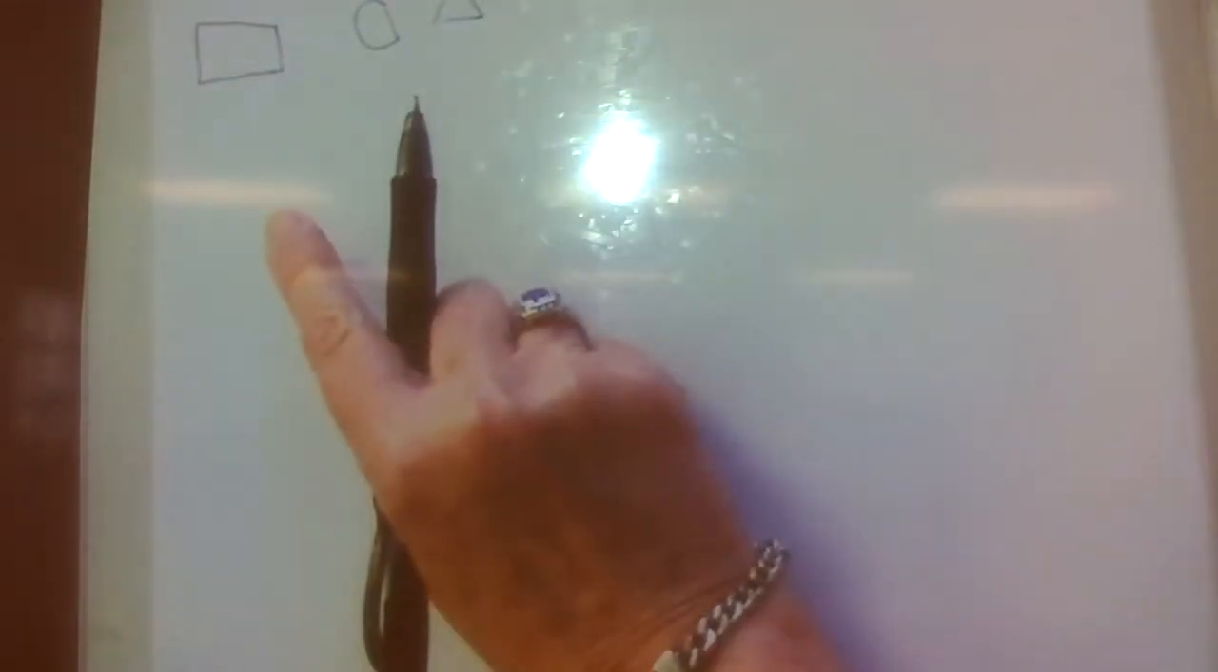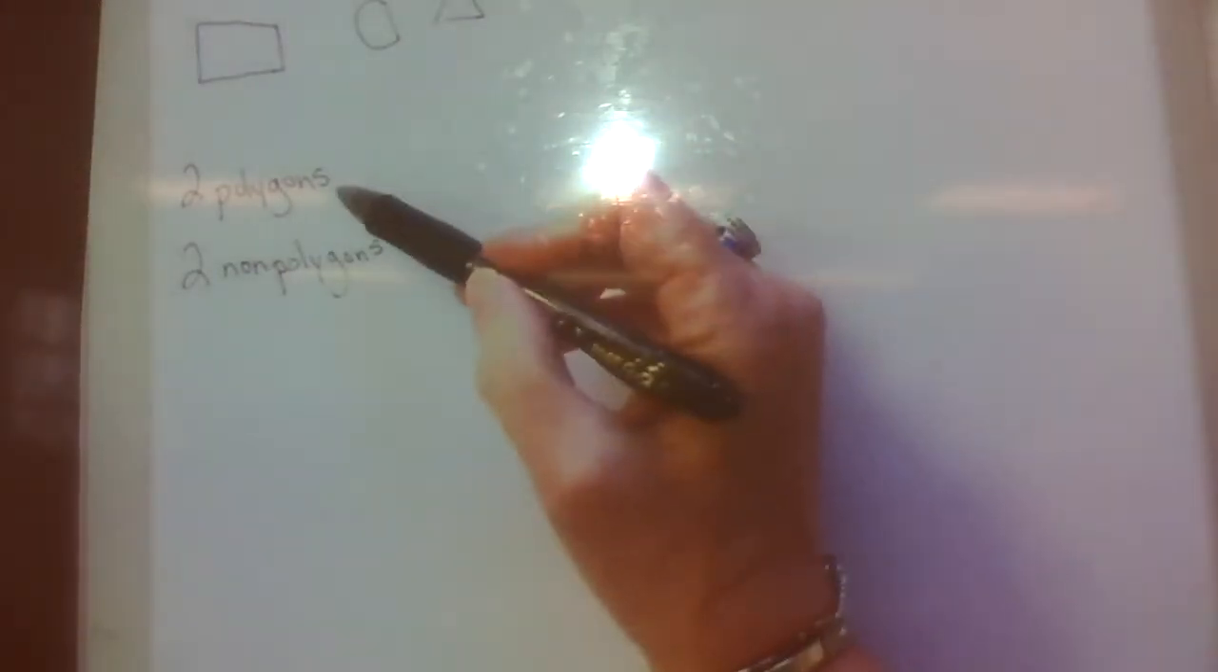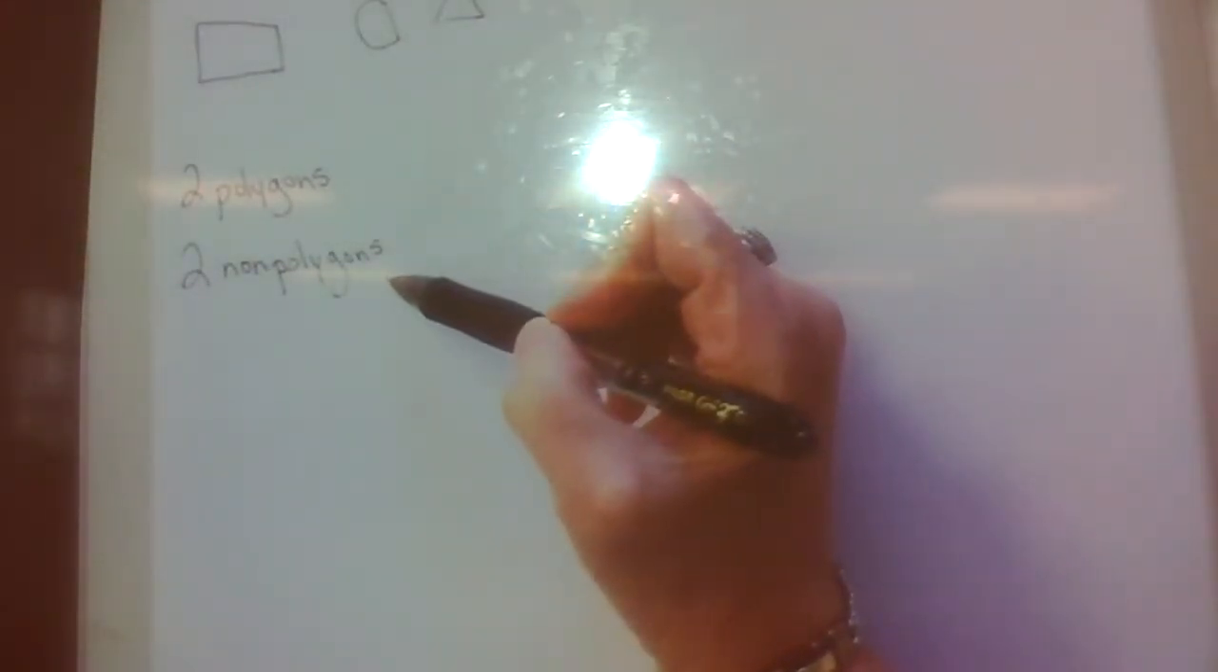All right, so this is what I want you to do right now. We're going to be drawing several things, so don't draw real big. I want you to draw two polygons and two non-polygons. They may be any shape that you want, but they have to have straight sides closed, or one has to have a curve in it or a gap in it. All right, pause the video, draw your two shapes.